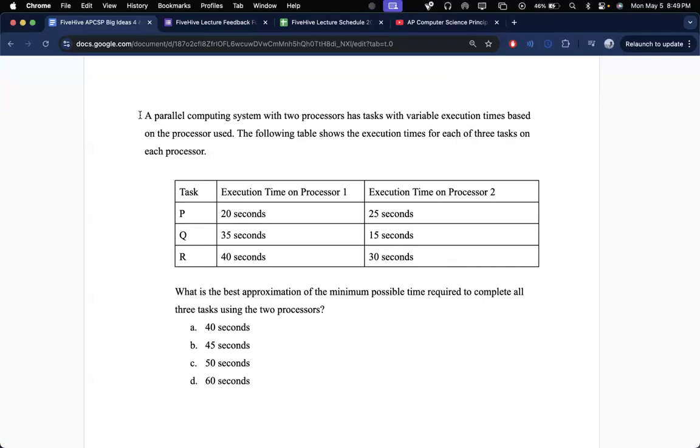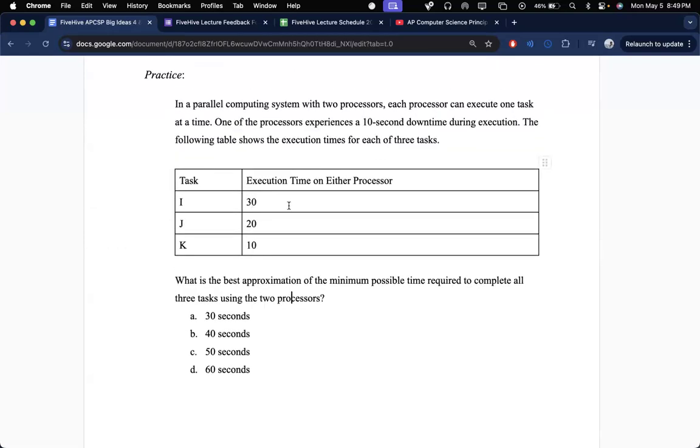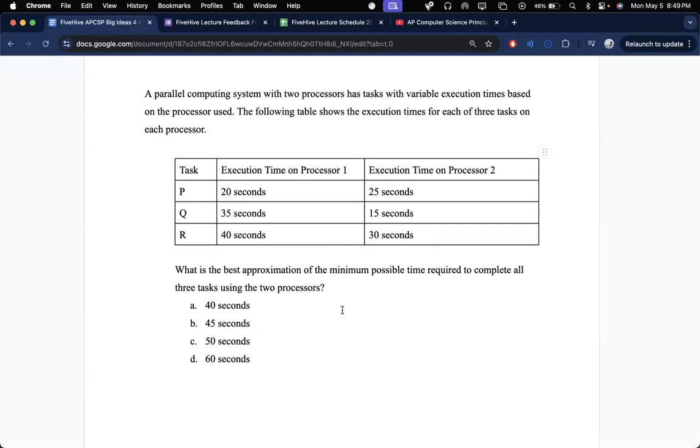So, a parallel computing system with two processors has tasks with variable execution times based on the processor used, which means that it's not just going to be the same time on either processor now. So we have to consider two different times for each task. What's the best approximation of the minimum possible time required to complete three tasks using the two processors? This one is a little bit tricky.